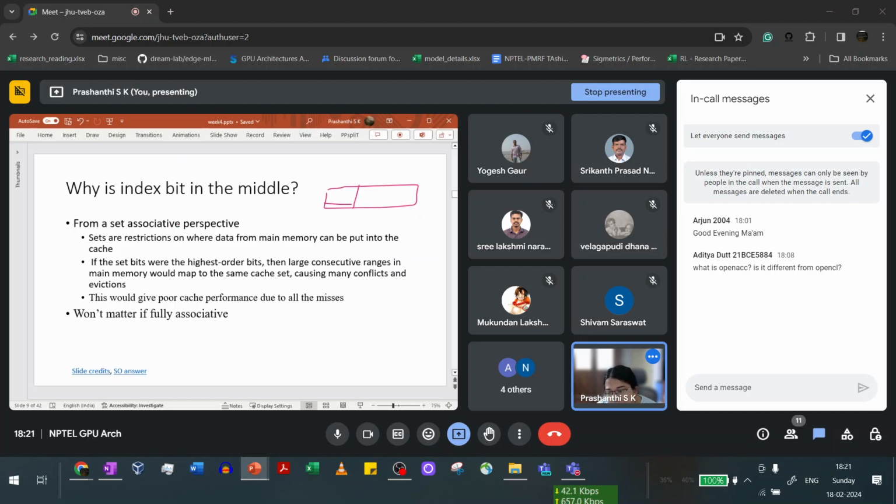Whoever asked this question, if you're still curious, please look through the details and see if it makes sense. And again, whether this holds in all the cases also, right? This was answered from a set associative perspective. If it's fully associative, it won't matter.